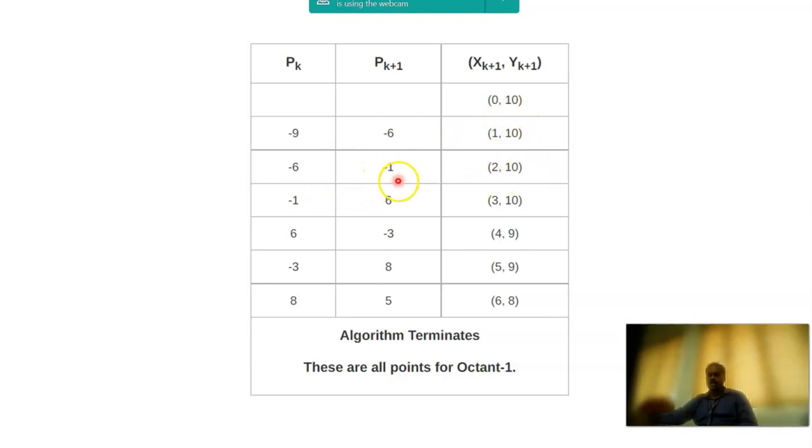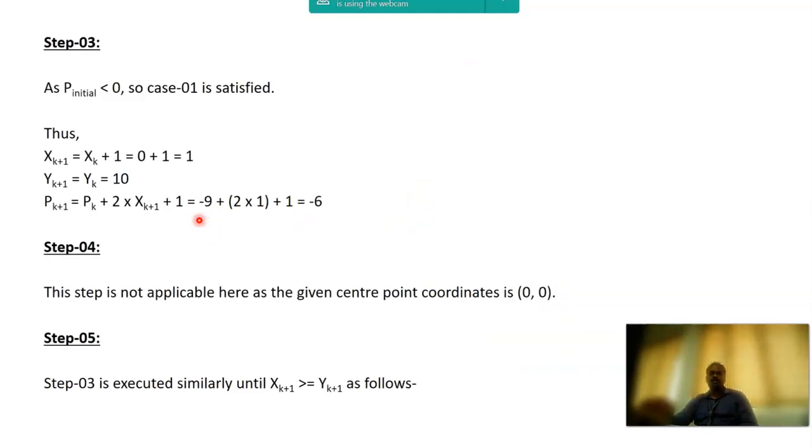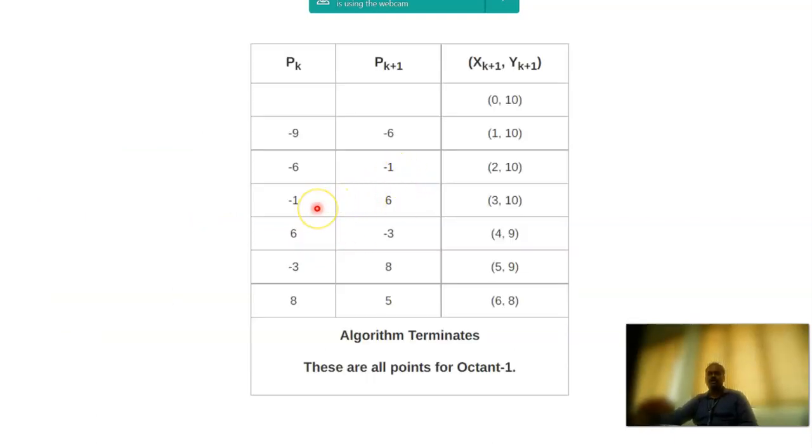Now we calculate the next pk value as per the formula. Minus 6 plus 2 into xk plus 1, which is 2 into 2, 4, plus 1, 5. So minus 6 plus 5 gives minus 1. In the next iteration we again got a negative value, which means x will increase, but y we still have to keep at yk itself. Now we are calculating as the xk value is changing here.